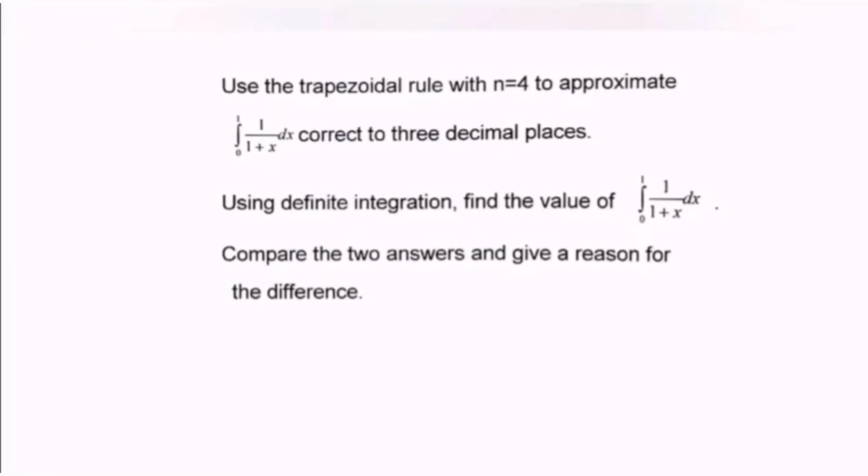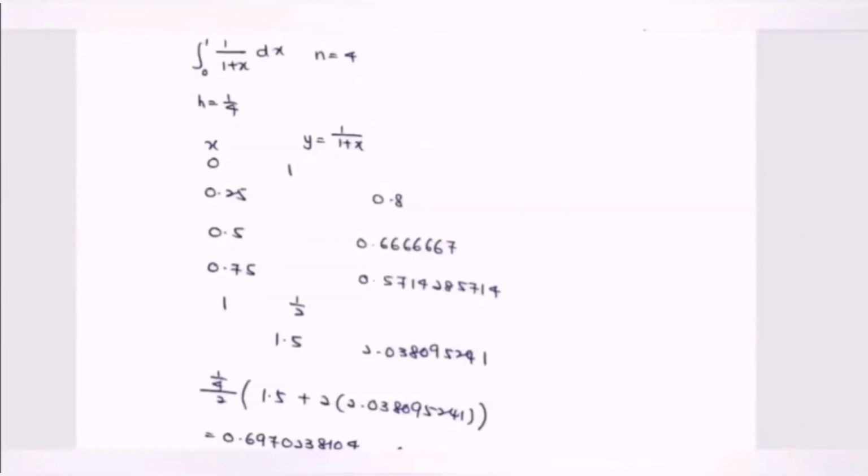For part number 1, we are going to use the trapezoidal rule to approximate the definite integral, that is, to estimate the area. First, we find h, which is 1 minus 0 over 4, so h is equal to 0.25. The second step is to construct the table, where we have x0 equal to 0 as the starting point, then add on 0.25.